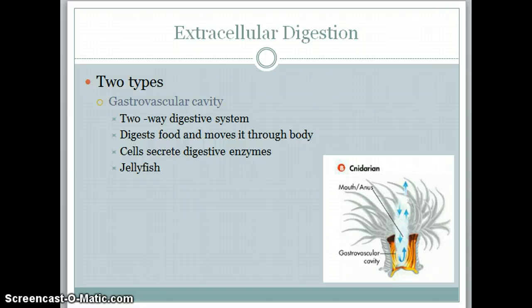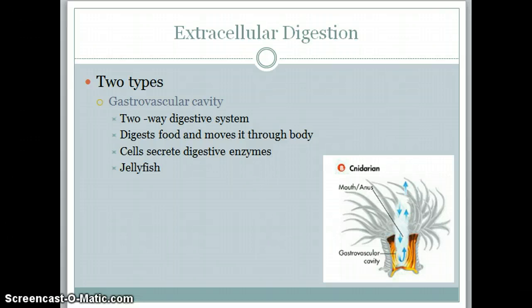A gastrovascular cavity is found in the center of an animal. Food moves through a centralized opening, and waste products leave through the same opening. And when I say waste products here, organisms with a gastrovascular cavity don't really produce poop per se. It's more leftover unused food and the chemical byproducts from the digestive process. So it's really not as gross as it might sound at first.